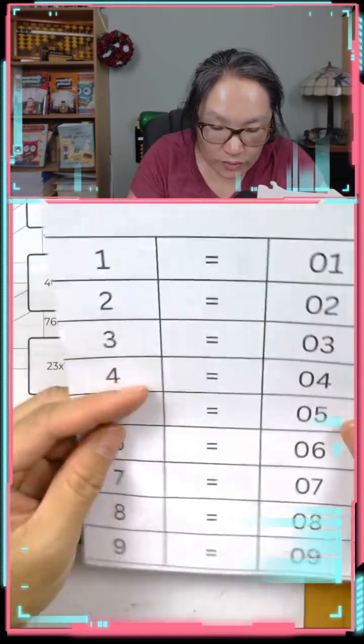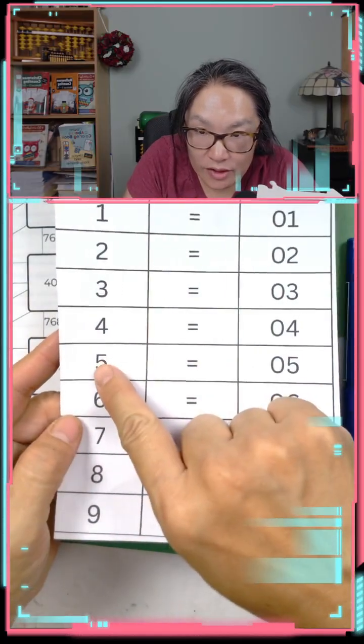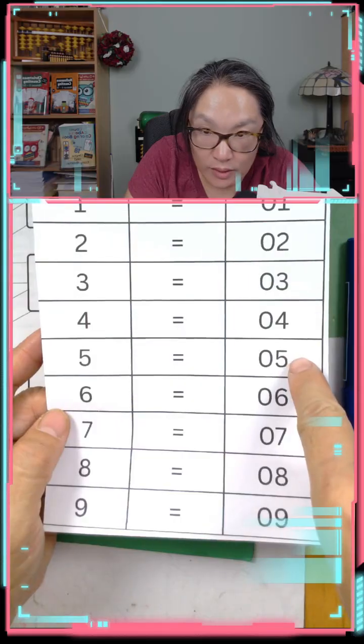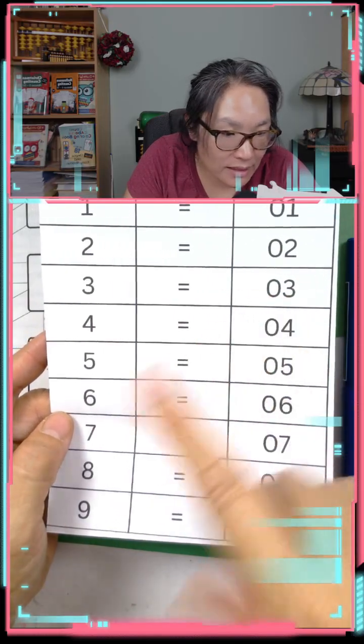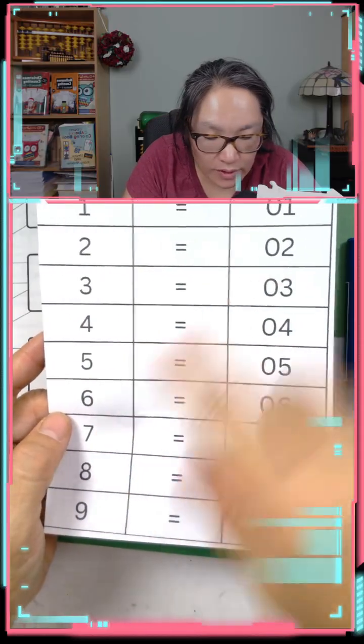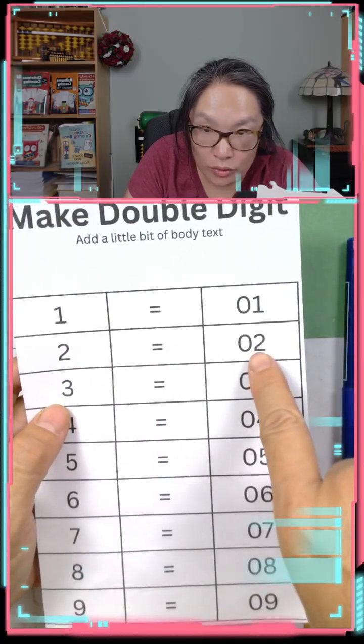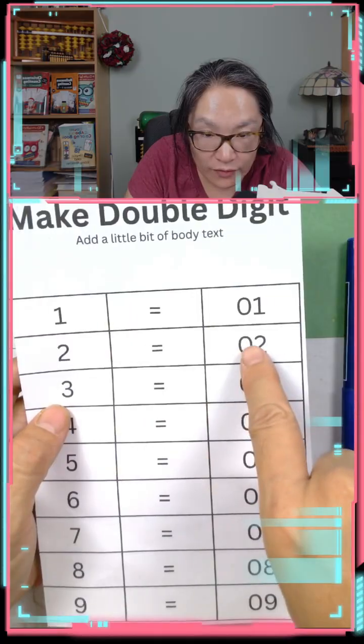We got to make our double digit. Every time it's a single digit, you got to make it into a double digit no matter what. So it's just like time. Look at the time. It's 11:02. It's not 11:2. It's 11:02. You got to remember that there's a 0 in front of it.